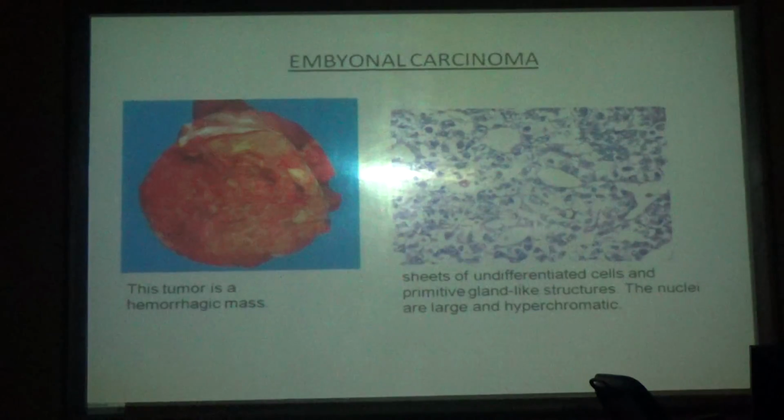Next, we are looking at testicular tumors. The previous slide I will show you later. Next we are going to embryonal carcinoma. The difference between these two is that it is in the embryonic stage, and moreover the tumor will be hemorrhagic. The cells will look like beginning stage. We call it sheets of undifferentiated cells and primitive gland-like structures. These are the gland-like structures.